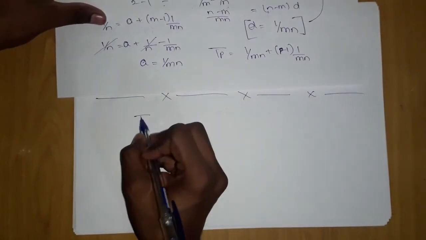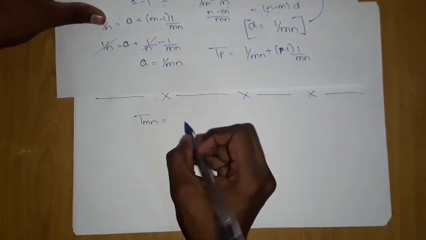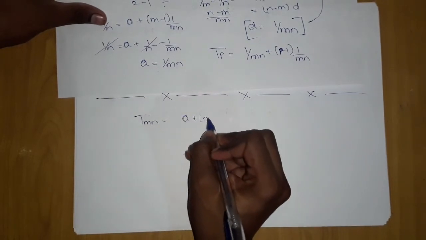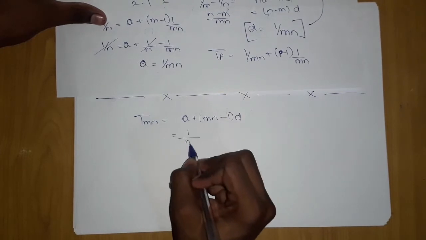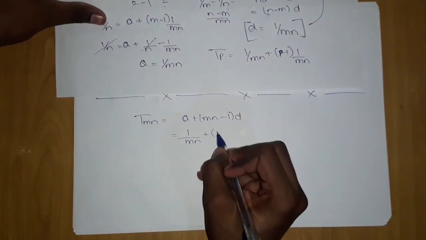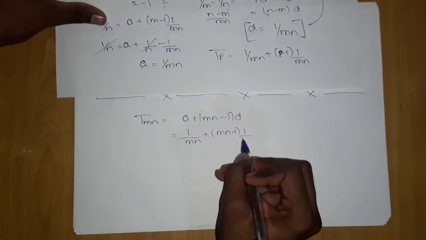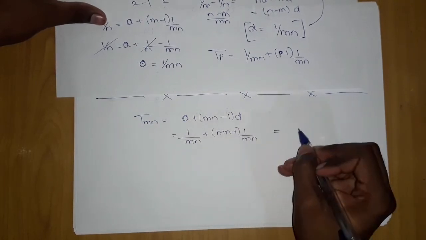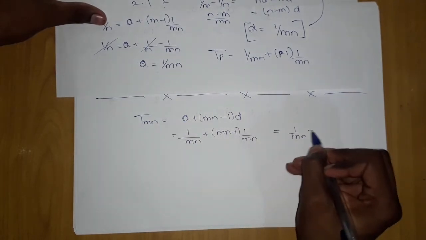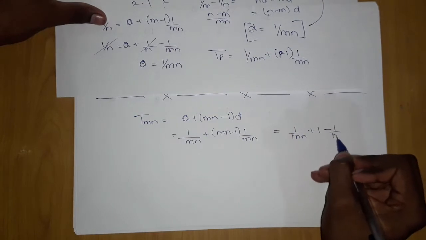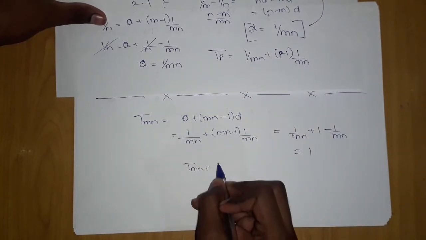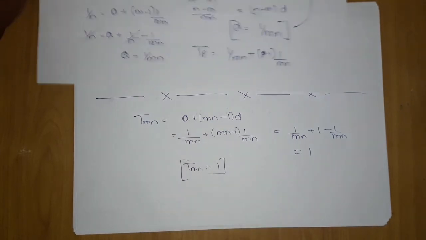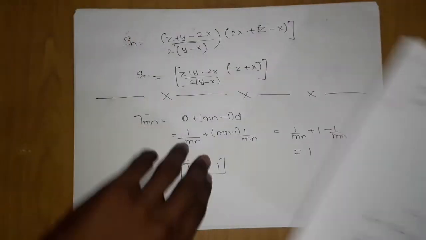For tmn, what is tmn? A plus m into n minus 1 into d, which is 1 upon m into n plus m into n minus 1 into 1 upon m into n. Then what we get? 1 upon m into n, this will become 1 minus 1 upon m into n, these two will cancel out, giving me 1. So tmn term is 1. So we got both the answers. Now let's move on to the next question.